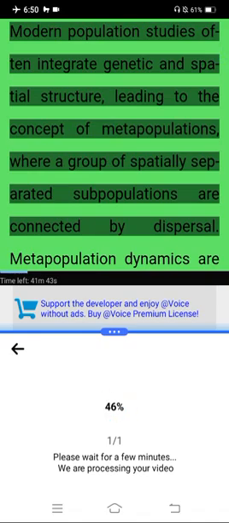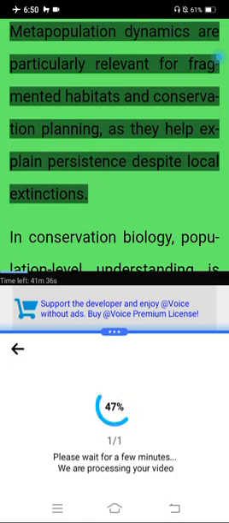Modern population studies often integrate genetic and spatial structure, leading to the concept of metapopulations, where a group of spatially separated subpopulations are connected by dispersal. Metapopulation dynamics are particularly relevant for fragmented habitats and conservation planning, as they help explain persistence despite local extinctions.